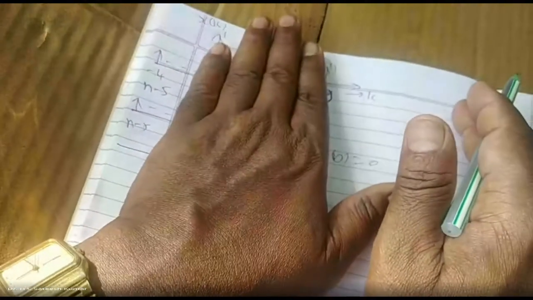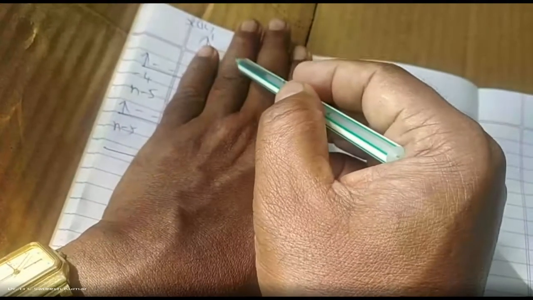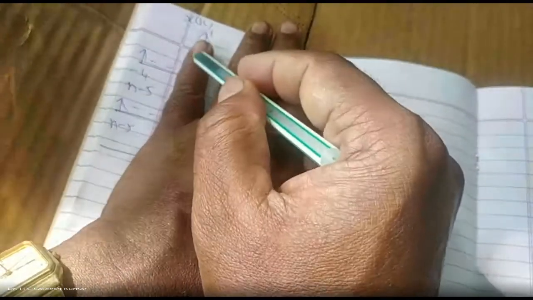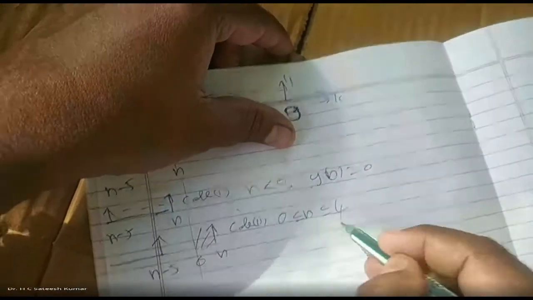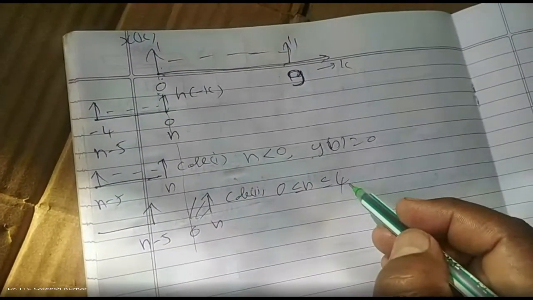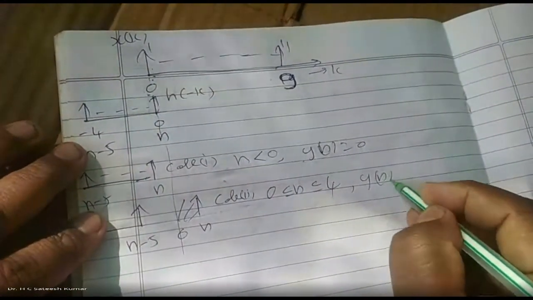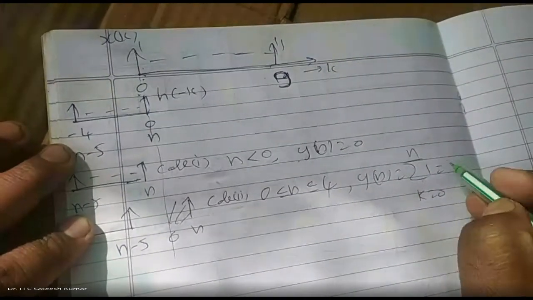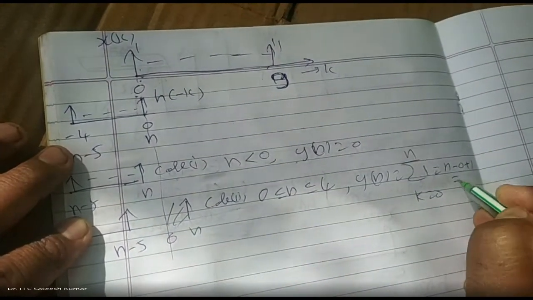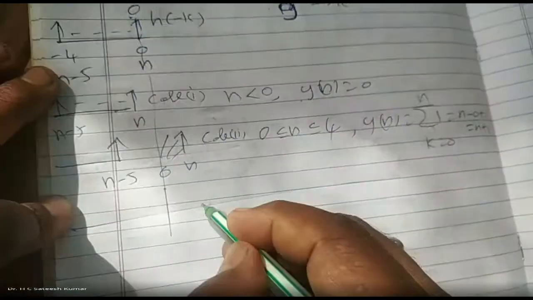So until that point you should take it. The area goes on increasing, meaning 0, 0, 0 will be there, then 1, 2, 3, 4. So, therefore, n lies between 0 to 4. When n lies between 0 to 4, the number of elements goes on increasing. So y of n is equal to summation k varies from 0 to n of 1, which is equal to n minus 0 plus 1, which is equal to n plus 1.